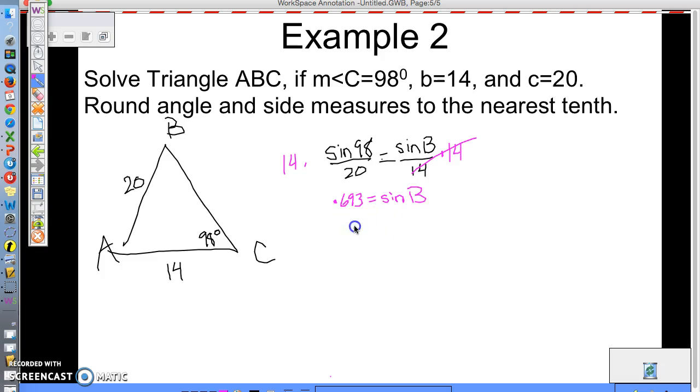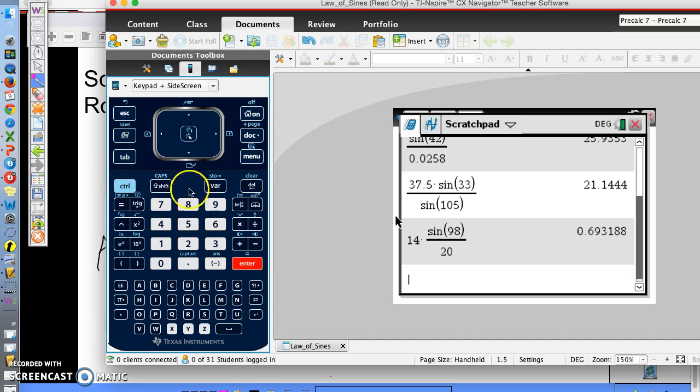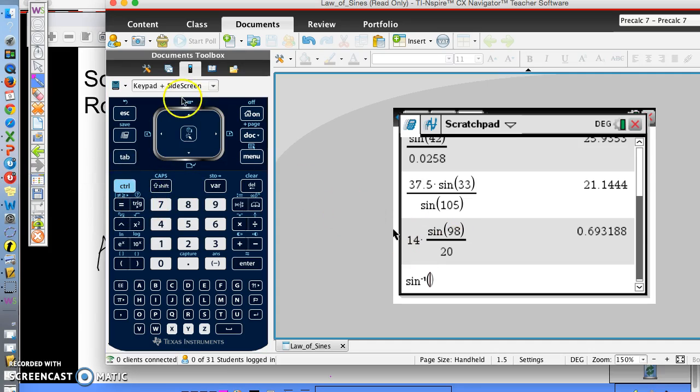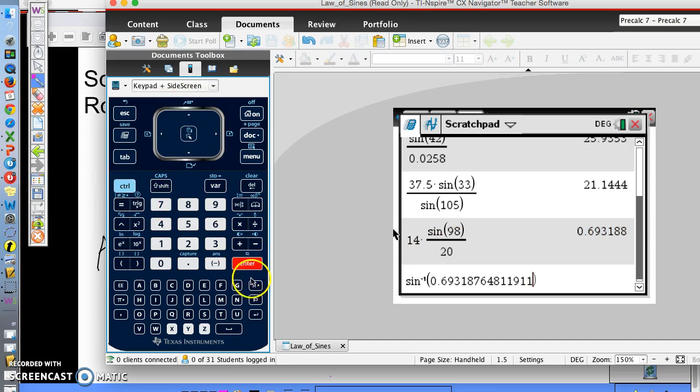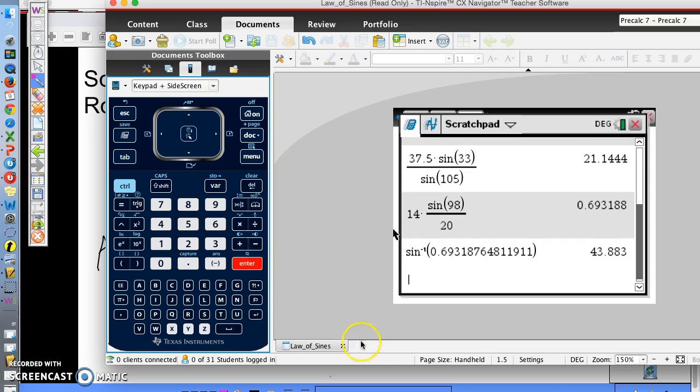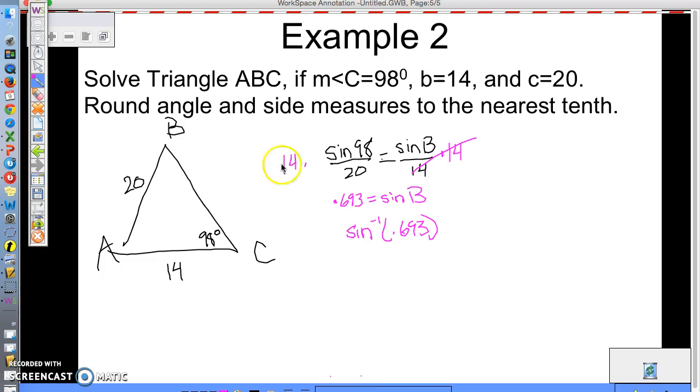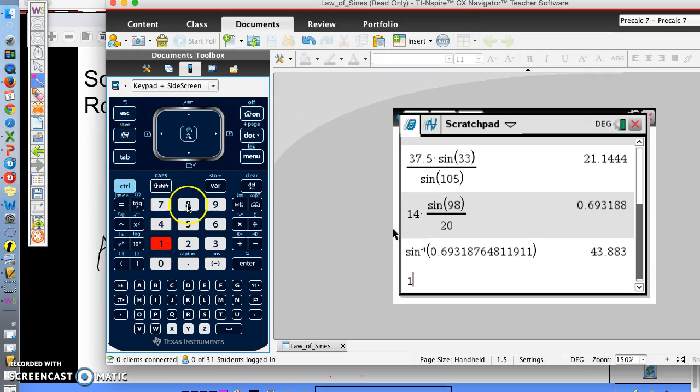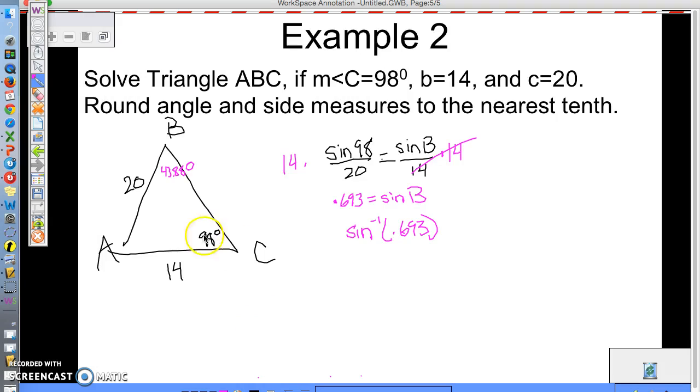Well, now we're finding an angle, so we'll use that inverse key, the inverse of 0.693. So I can go back here, trig inverse. I'll just arrow up twice and grab that. So we have 43.88. So over here we have 43.88 degrees. Well, now we have that 180 business. So we can do 180 minus 98 minus 43.88. So we have 38.12.